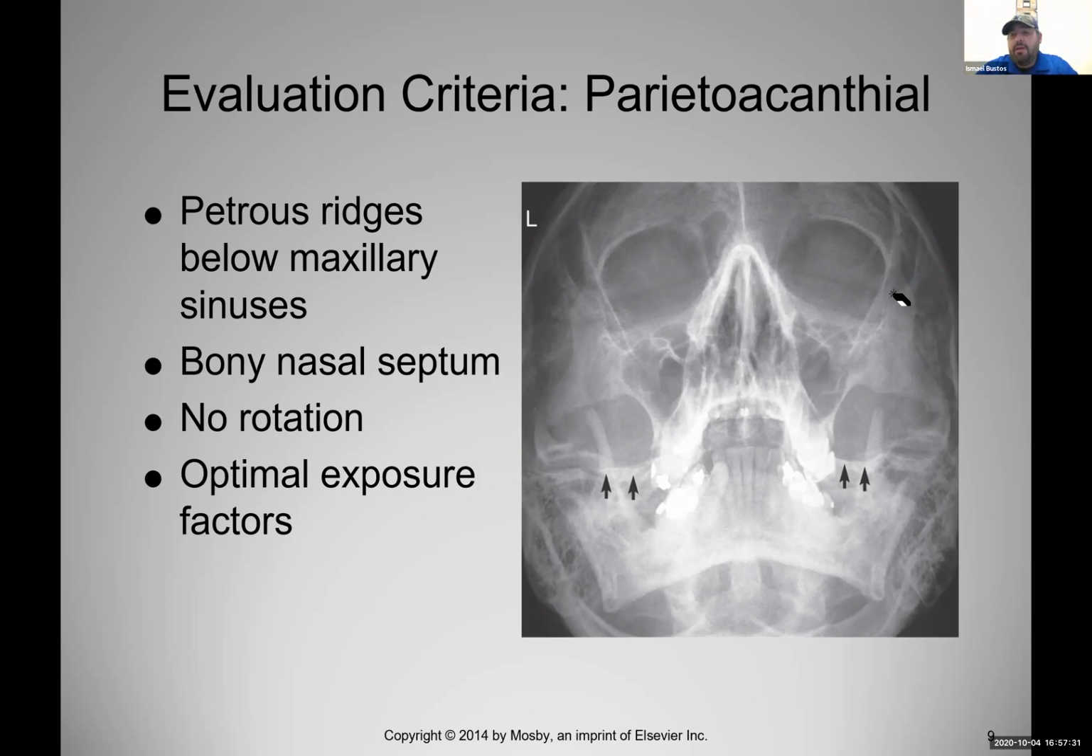Okay, so you want to have a 37-degree angle between the OML and the IR, which will give you those ridges below the maxillary sinuses. If you see those maxillary sinuses being projected in here, that means that you didn't extend the chin enough. You had the chin lowered, and that caused those sinuses to get in there. Also, if you see the ridges within the sinuses, that means that you did not extend the head enough to get the MML perpendicular.